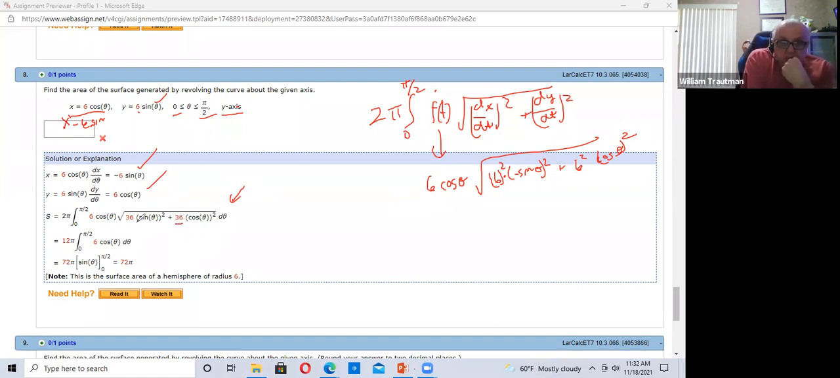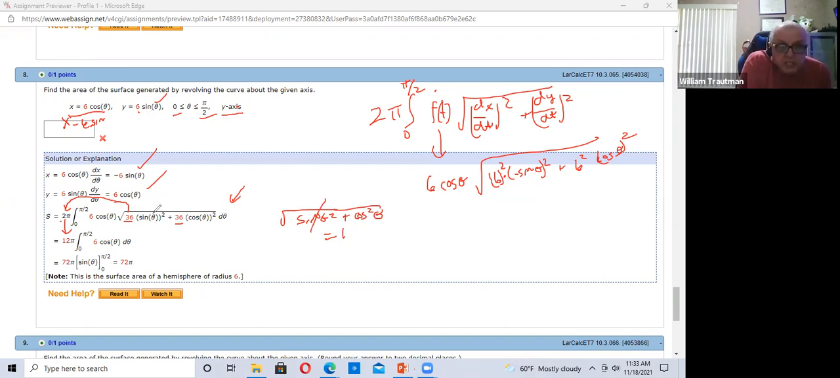Once again, we're going to factor out the 36. You see how this is common. Factor out a 36, the square root of 36 is 6. So we're taking a 6 out of here and putting it here. 2 times 6 is 12. And then when we factor that out, we're just left with sine theta squared plus cosine theta squared, which equals 1. Our trig identity, this equals 1.